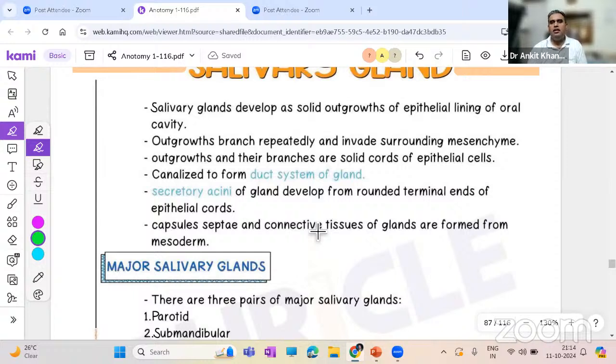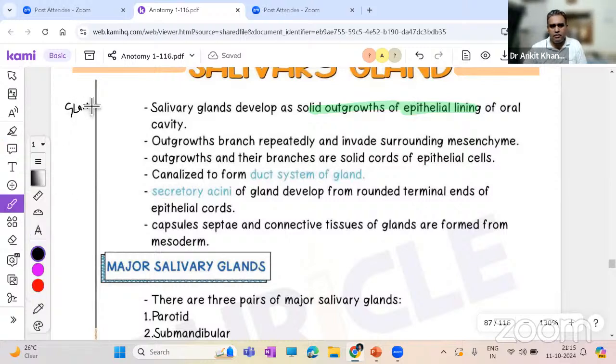How many major salivary glands are there? In the beginning, they are solid outgrowths; that is histology. Salivary glands are basically outgrowths of the epithelial lining. Any gland per se will have two things. One is the cells which are secretory, which secrete whatever secretion is coming. And then after the cells, there has to be a duct so that it carries the secretion.